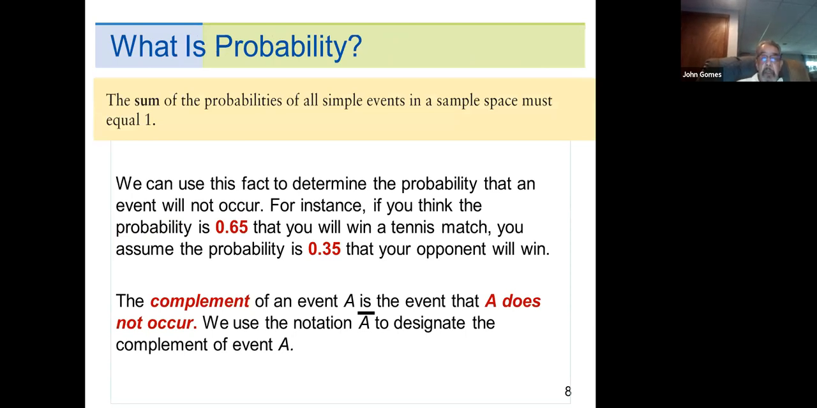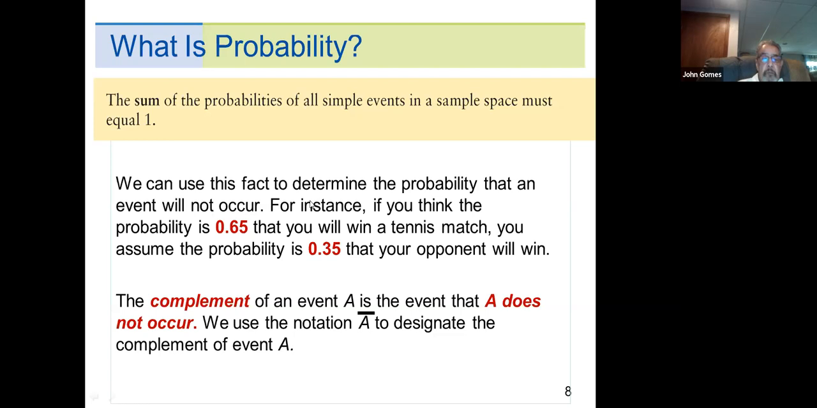Here's the big deal. The sum of the probabilities of all these simple events in the sample space must be equal to 1. Take the die. Probability of me rolling a 1 is 1 over 6, a 2, 1 over 6, a 3, 1 over 6, a 4, 1 over 6, a 5, 1 over 6, a 6, 1 out of 6. If I take 1/6 and I add it up 6 times, guess what? I get 1. It's a sure thing that one of those numbers is going to come out.